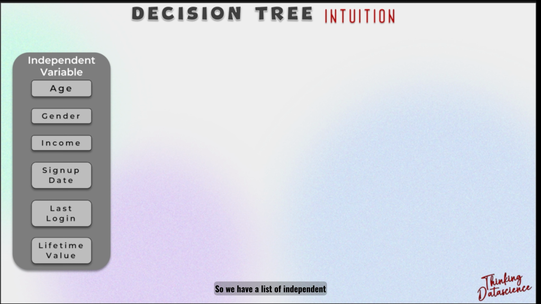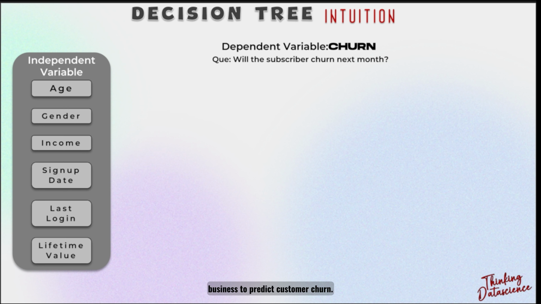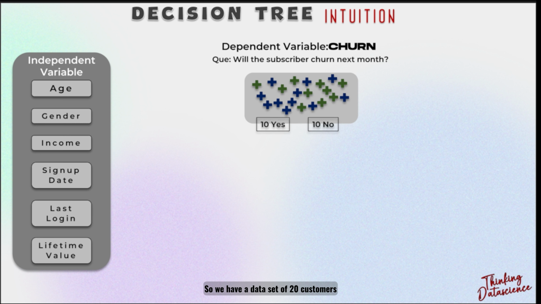So we have a list of independent variables including age, gender, household income, sign-up date, last login, and lifetime value. Let us take an example to understand how decision tree works. It is crucial for subscription-based business to predict customer churn. Therefore, our aim is to predict if a subscriber will churn next month. So we have a data set of 20 customers with 10 who have churned and 10 who have not churned.